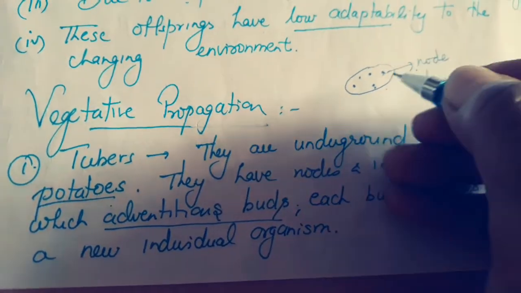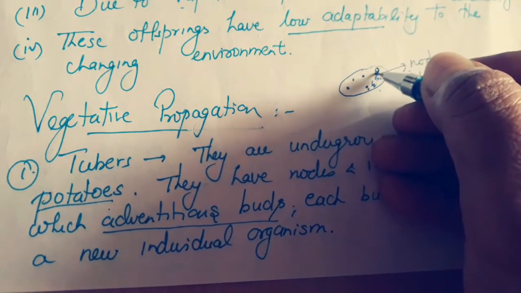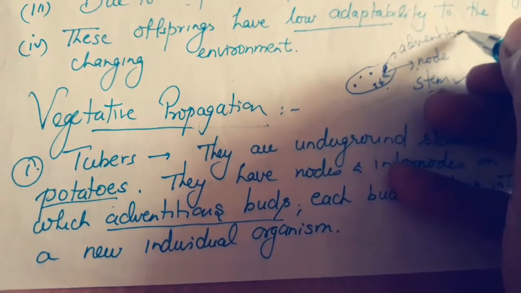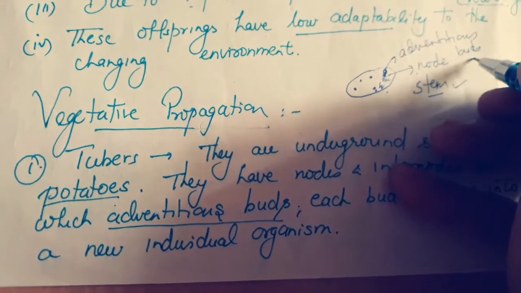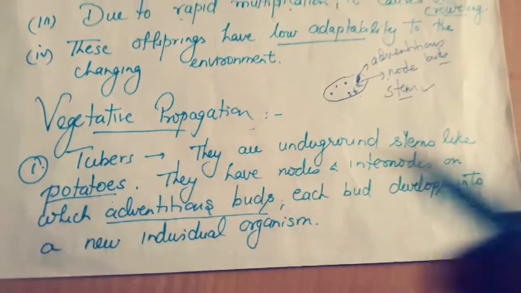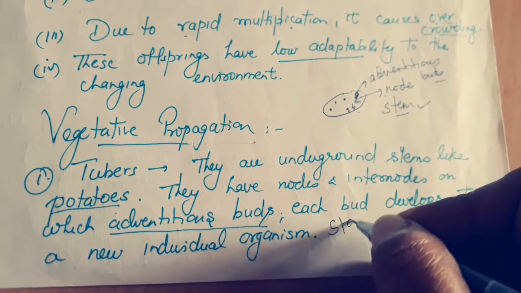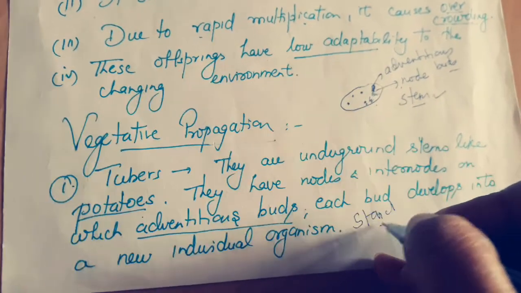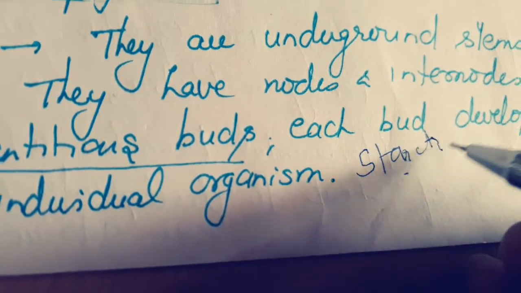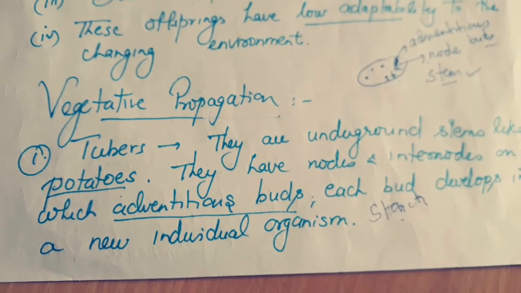And what we find is, here there are certain scale leaves around it, and on these nodes the buds will arise, adventitious buds. Adventitious buds arise on the nodes. Okay, and those adventitious buds will give rise to a new individual. Tubers store starch. वैसे तो अंडरग्राउंड जितने भी स्टेम्स हैं ये सब स्टार्च स्टोर करते हैं. They store starch. Okay, children. This is about vegetative propagation. First one which we studied is tuber.